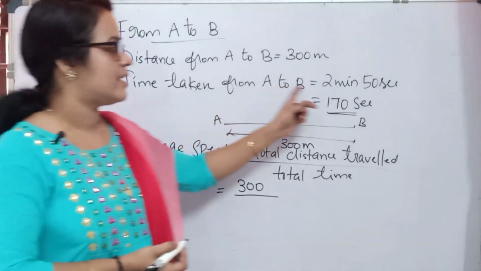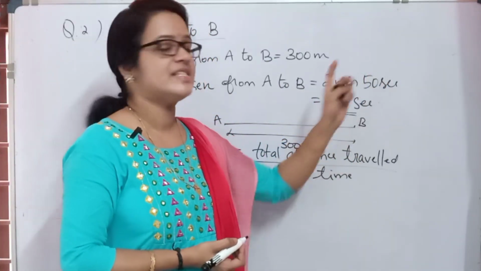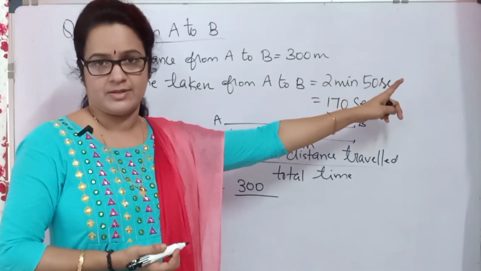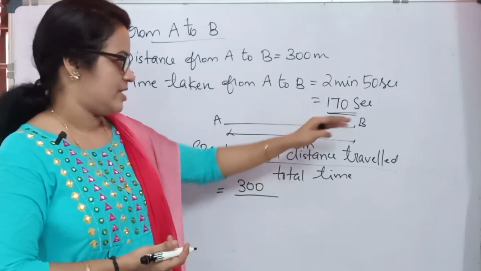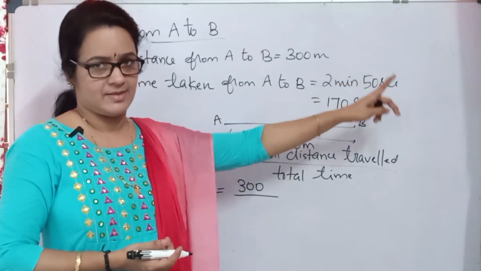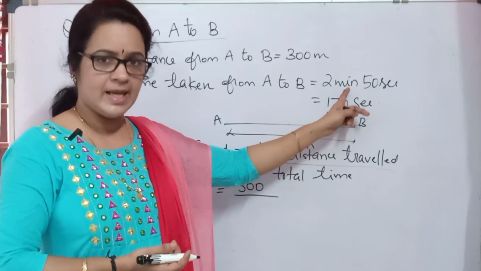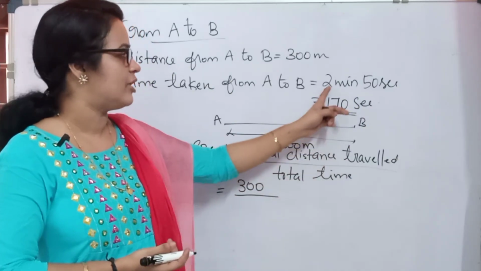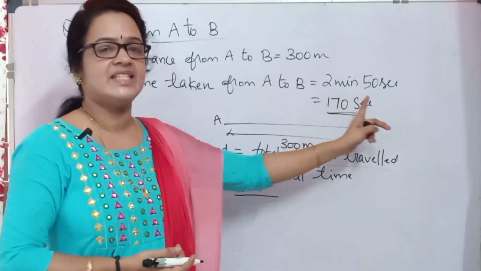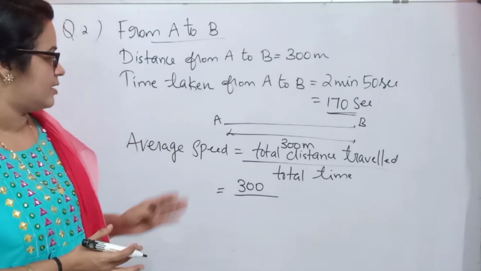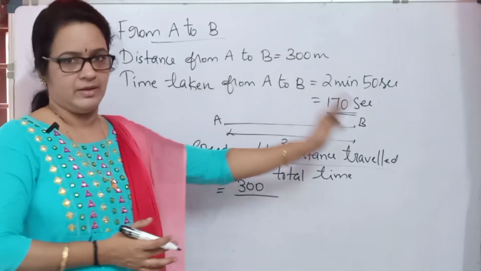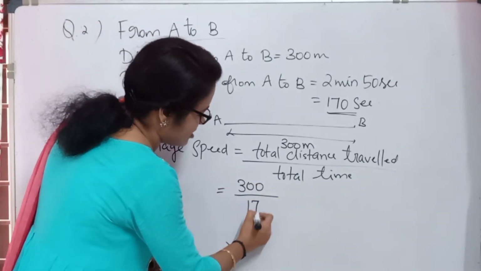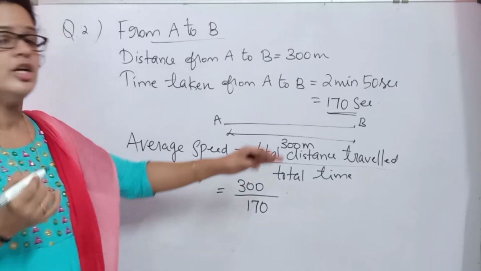So it is given that he is taking 2 minutes and 50 seconds. That means this is in minutes and this is in seconds, so we can use only the same unit. Here we can convert the minutes into seconds. So that will be 2 into 60 plus 50. That means here we are getting 120 plus 50, that is equal to 170 seconds. So that is the total time taken for traveling from A to B. Okay, so that we can write as 300 divided by 170, that is the total distance divided by total time.